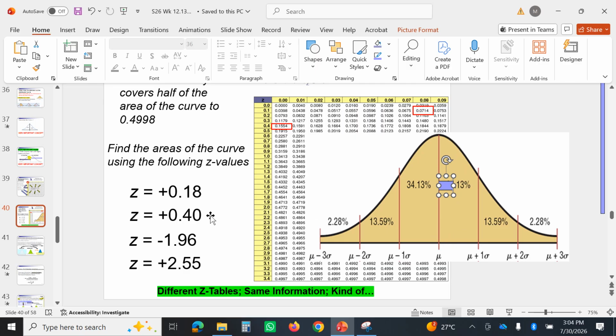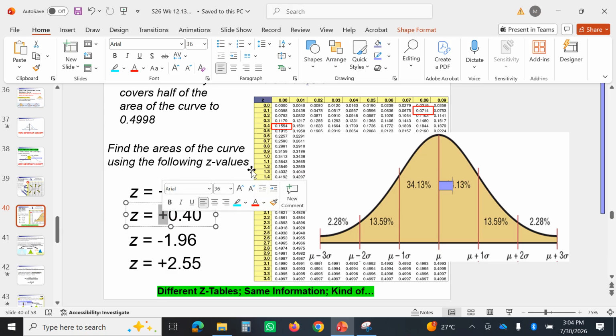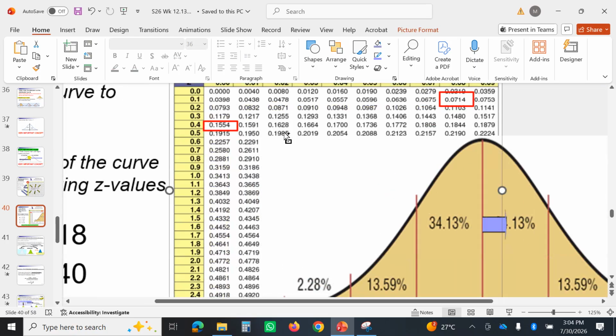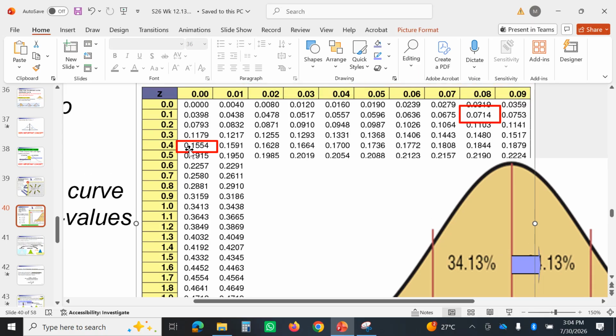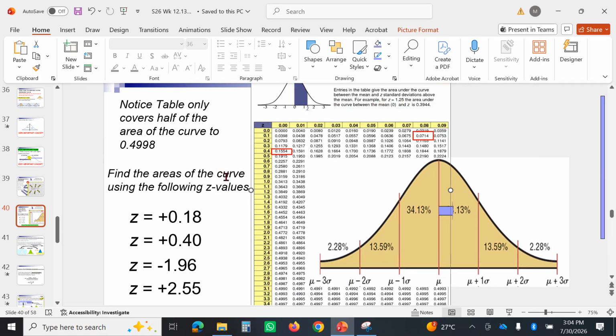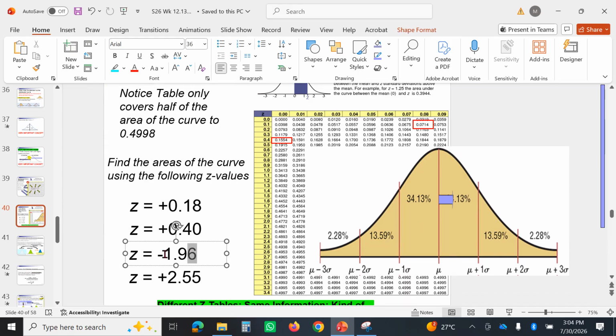So now Z is equal to positive 0.4. Now when we're looking up our Z, we don't need the positive or negative. Everything is positive. So 0.40, aha, in this case here, 0.40, we were indeed correct. Our probability has gone up, right? Because there's more area under the curve, and in this case here, 15.54%. Look at this one. Z is equal to negative 1.96.